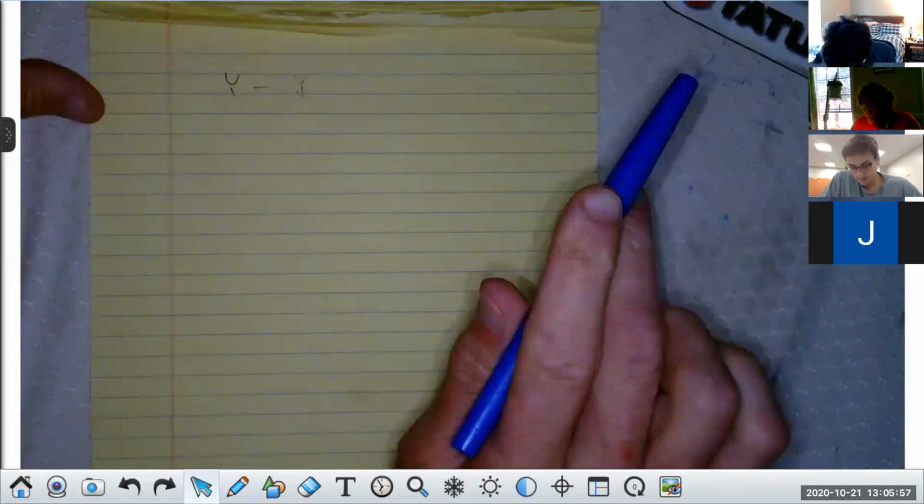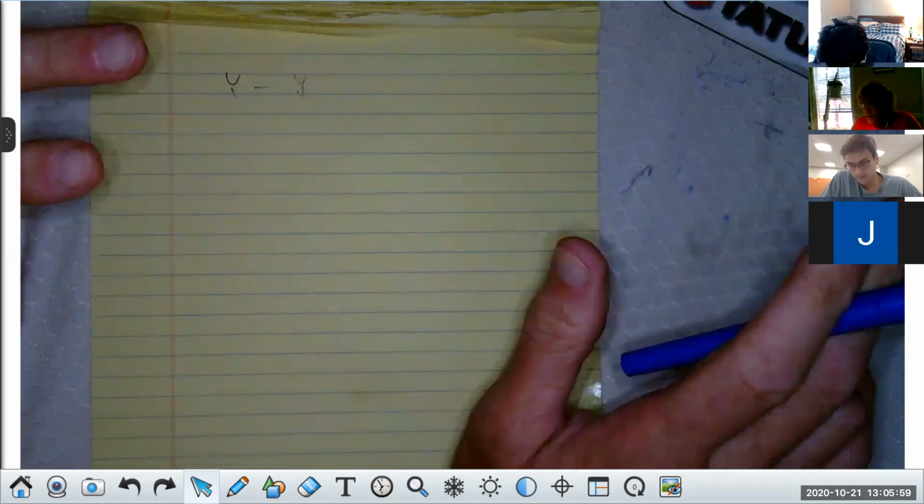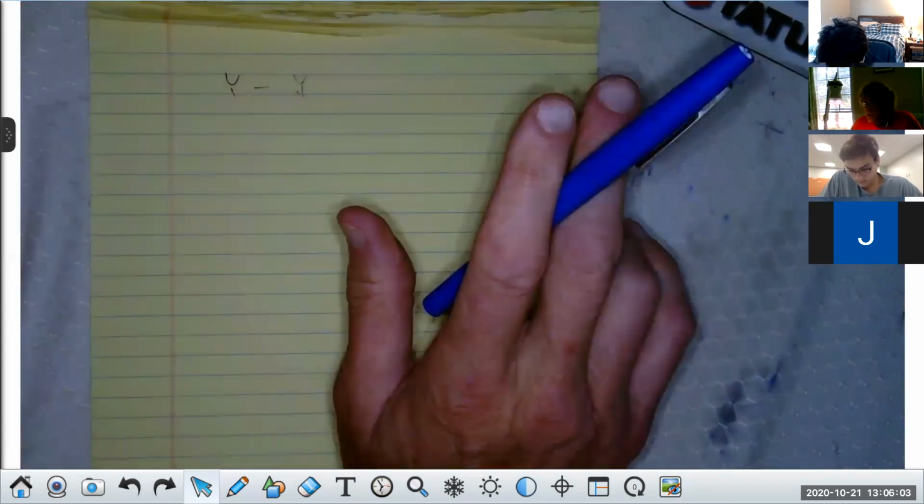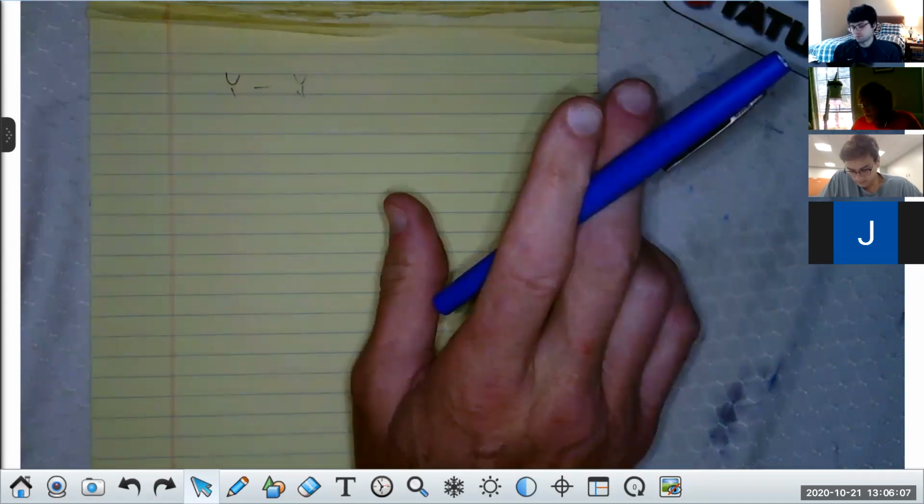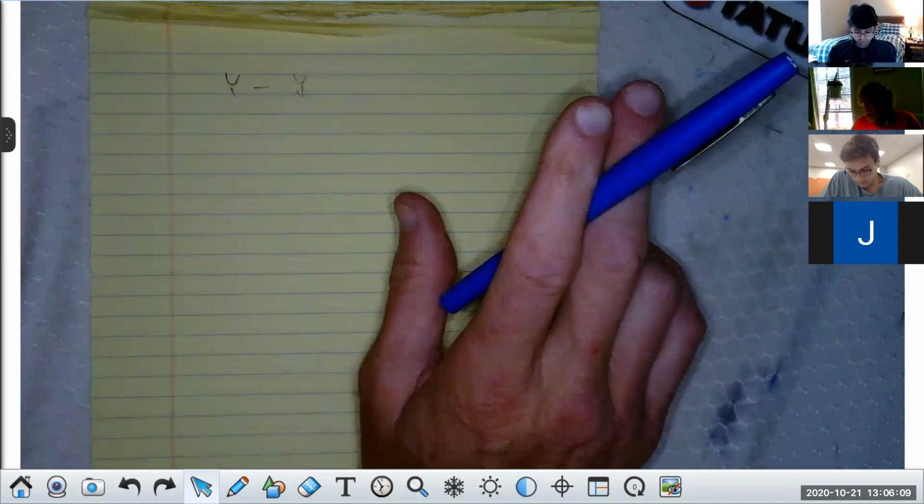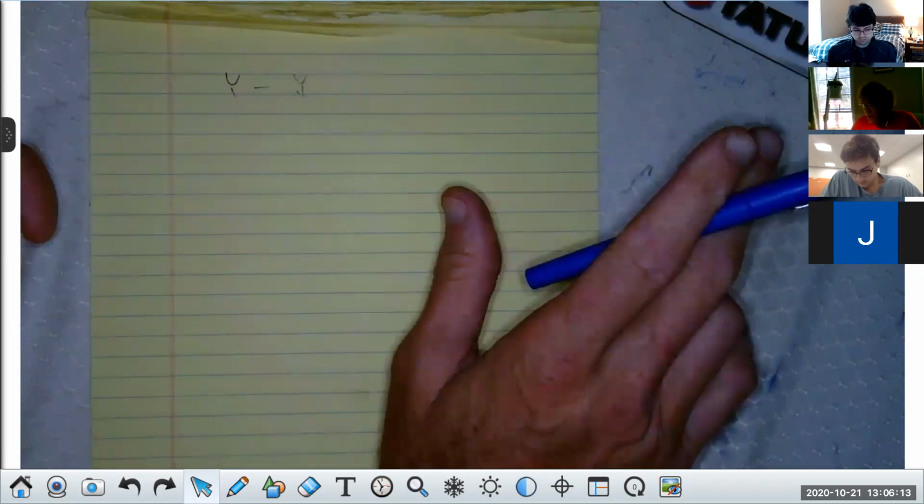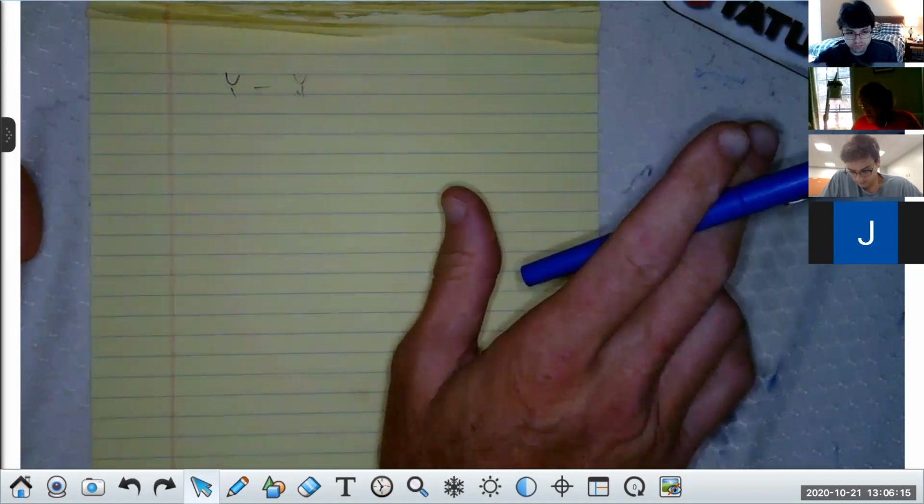Always transform. If it's a delta load, transform it into a Y load. If it's a delta source, transform it into a Y source. And a delta source is usually referenced as line to line or line voltages, VAB. You follow me on that? If it's VAN, it's phase voltages.